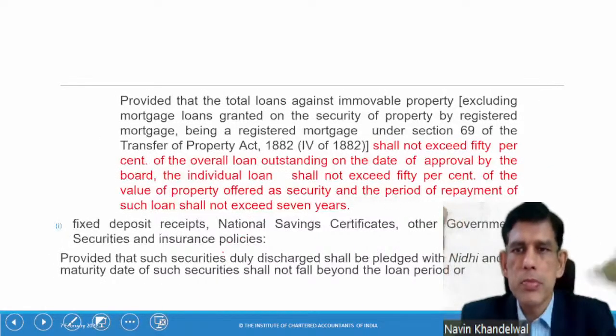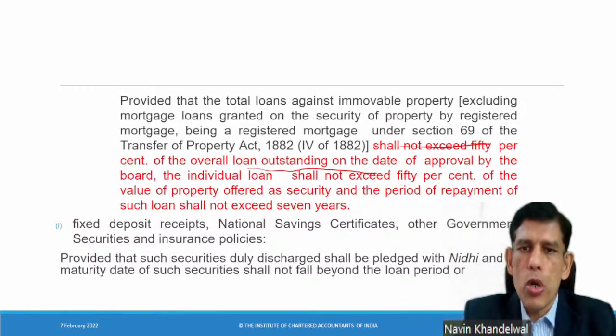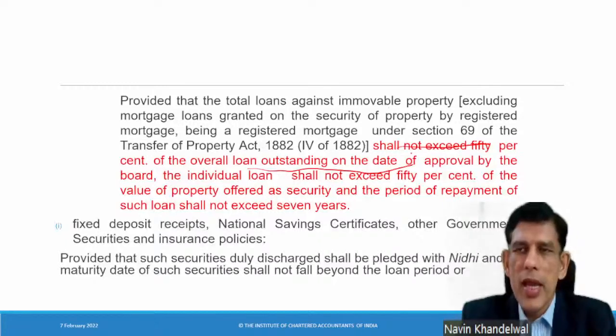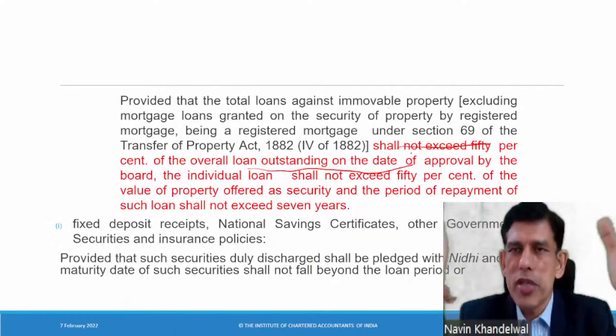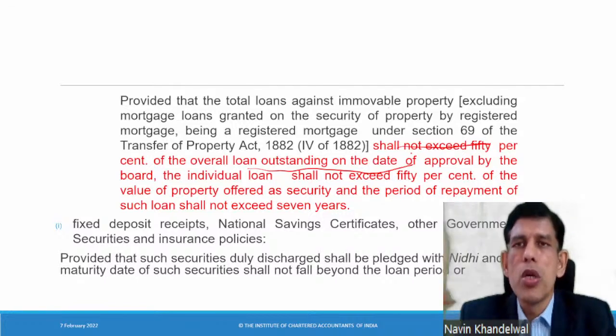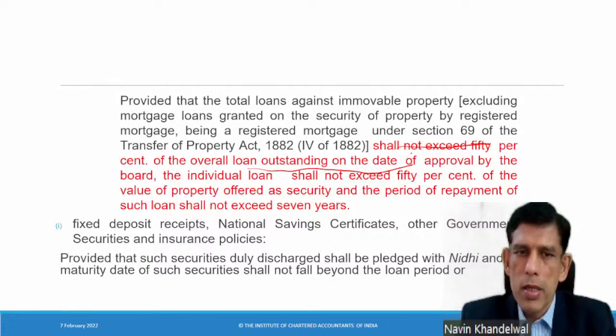Immovable property. And the condition for loan against immovable property is that total loan against immovable property shall not exceed 50% of the overall loan outstanding on the date of approval by the board. And the individual loan shall not exceed 50% of the value of the property. So that means total loan outstanding is, let's say, 2 crores. So loan against property should not be more than 1 crore. And for an individual, if he is given a value of property as mortgage as 10 lakhs, the amount of loan cannot be more than 5 lakhs.